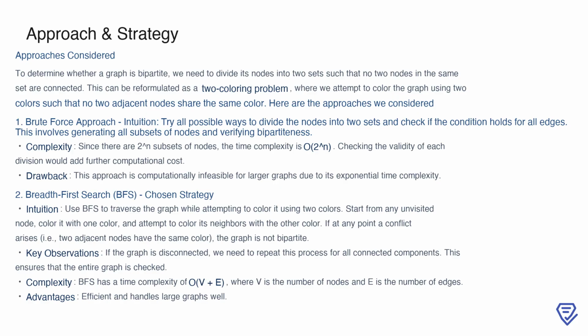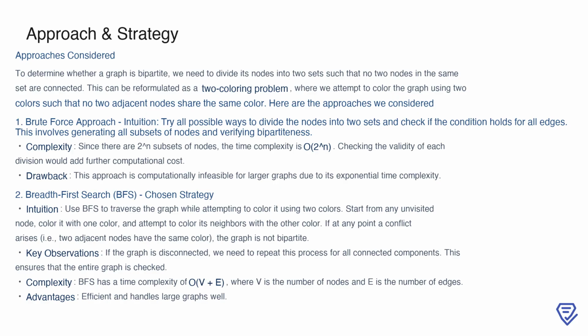First, we considered a brute force approach. The intuition here is to generate all possible ways to divide the nodes into two sets and check if every edge satisfies the condition. However, the computational cost of this method is prohibitive. With 2^n subsets to explore, its time complexity is exponential, making it impractical for larger graphs.